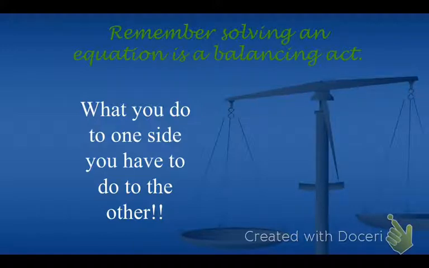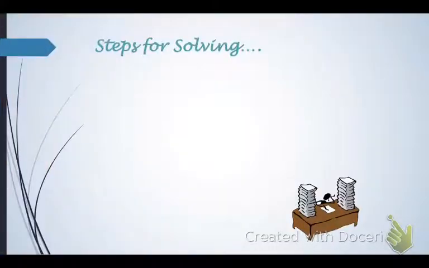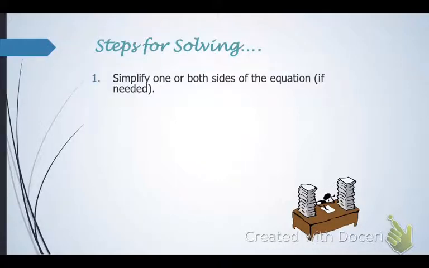Whatever you do to one side, you must do to the other. So keep that in mind as you are solving. Some steps and things that we need to think about. When we are solving an equation, the first thing that we should do is simplify the sides of the equation. Now notice when I'm simplifying one side of the equation, I am thinking about simplifying expressions rules, not equation rules. So be very careful not to mix those up.